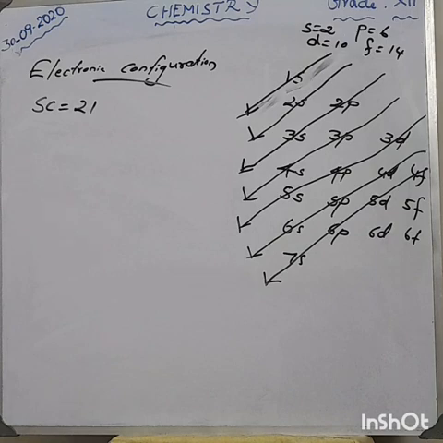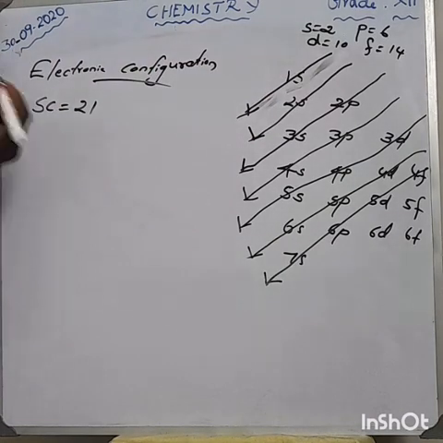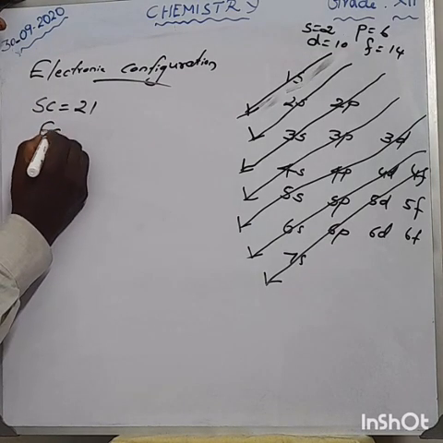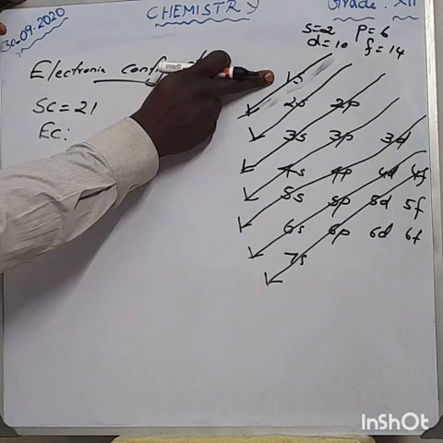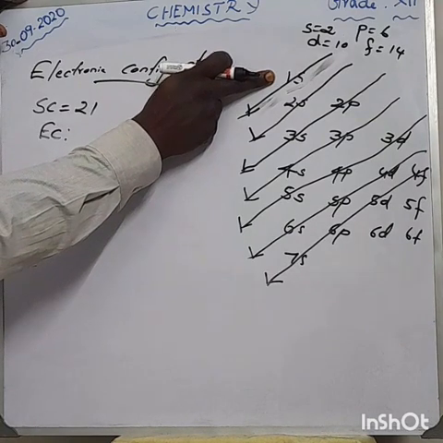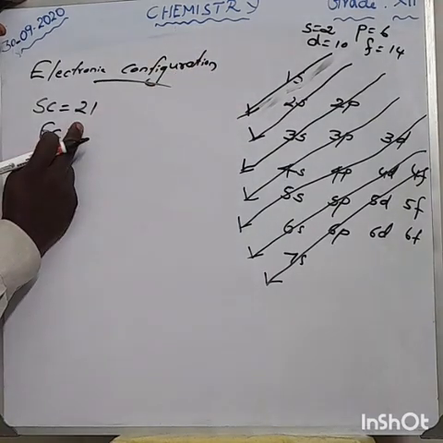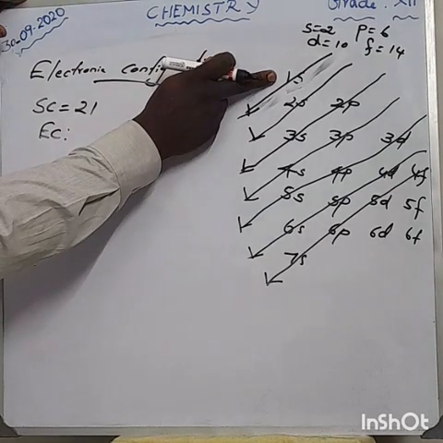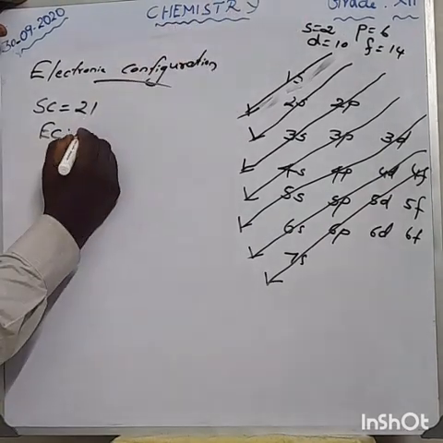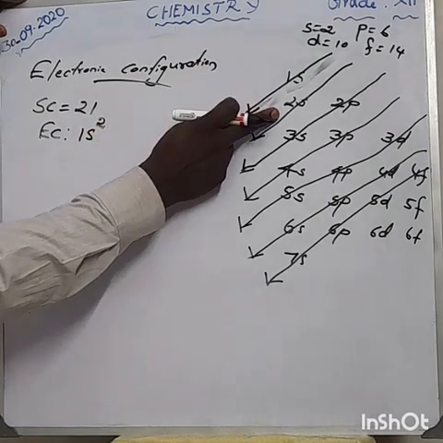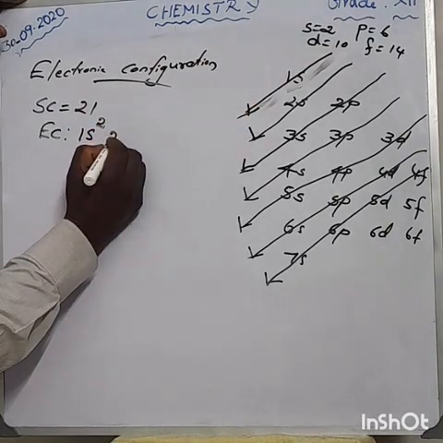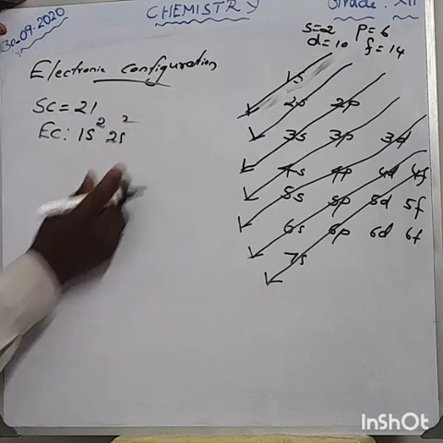Here, how can you write scandium? Start with 1s. EC is equal to, how do you write EC? EC means electronic configuration. Electronic configuration for scandium. 1s, how many electrons can be accommodated? 2 electrons. 1s, the maximum is 2 electrons. Next one, 2s, how many electrons? In every s subshell we can accommodate 2 electrons.